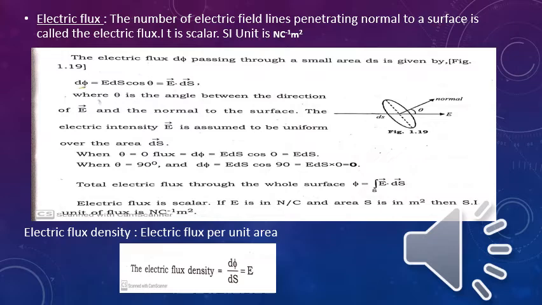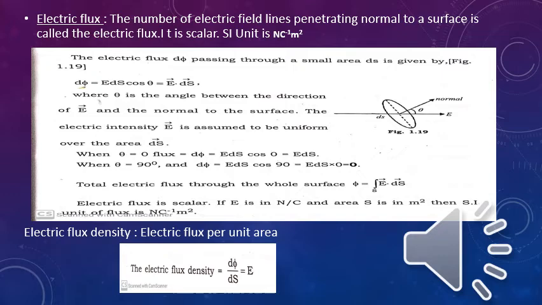Now in the diagram we have a surface and the electric field is shown. The angle between the normal to the surface and the electric field is theta. Then the flux d phi is equal to E dot dS. Now we can specify the maximum flux and the minimum flux. E dot dS is E dS cos theta.